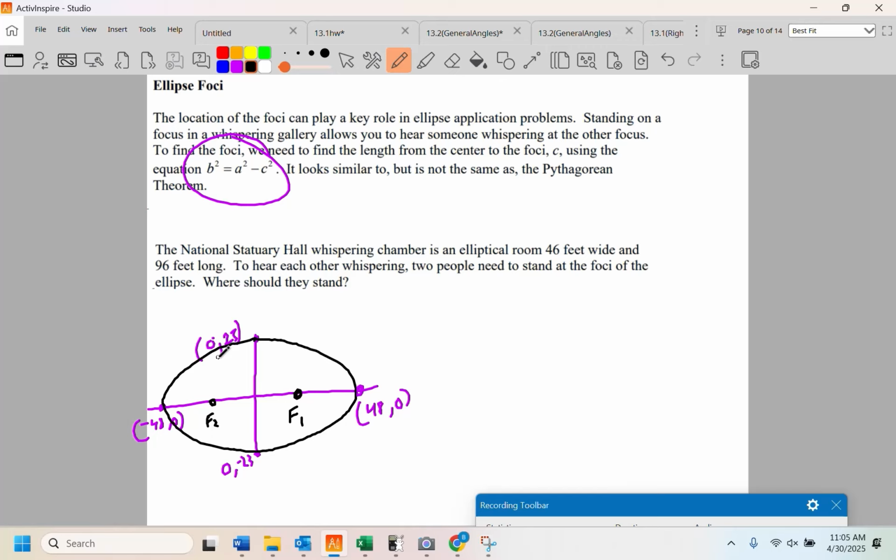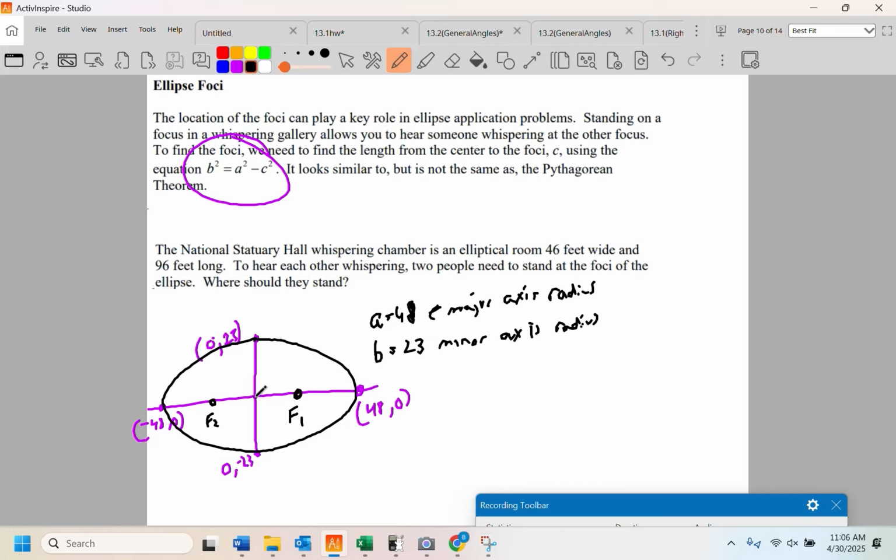Where are these things? So first off, it is horizontal, okay? A is 48 because it's the major axis radius. Again, that's the major axis radius. And again, I'm a little rusty on these. I kind of forgot how to teach them. I haven't taught them in over 3 years. B is 23, which is my minor axis radius.